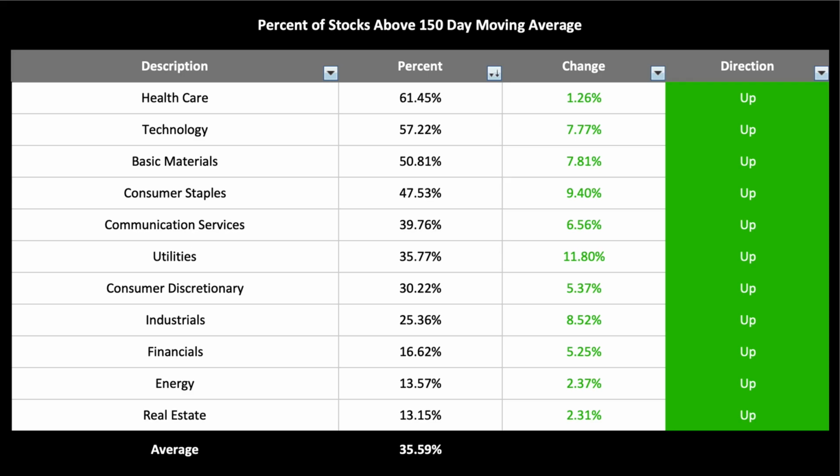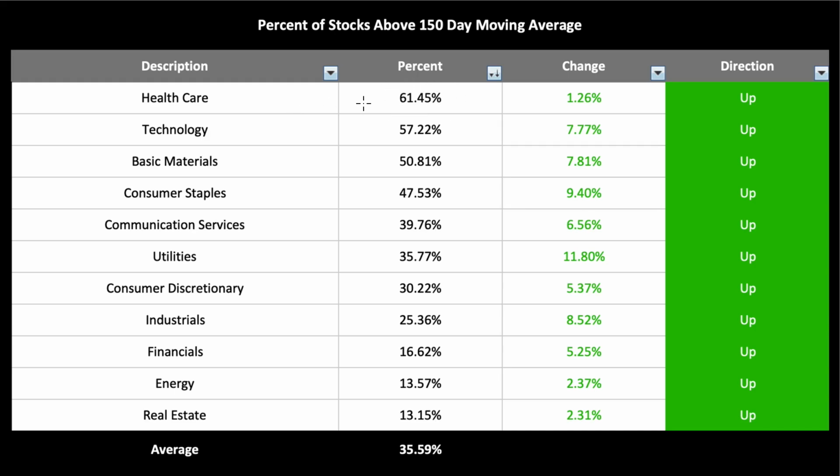Next up, this is the percentage of stocks above the 150-day moving average by sector. This is something I do myself each week, calculating the percentage of stocks above their 150-day moving averages in each of the sectors using stock charts, sector charts and data. So healthcare remains in the top spot and is the only sector to move back to a stage 2 level.